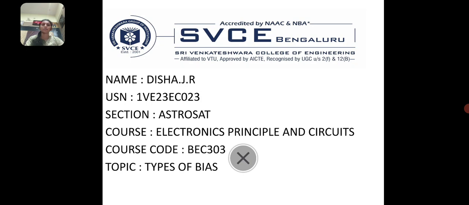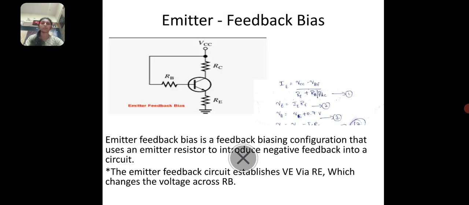Today my subject is Electronics Principle and Circuits, course code BEC 303. Under that my topic is types of bias. Let's see the types of bias one by one.